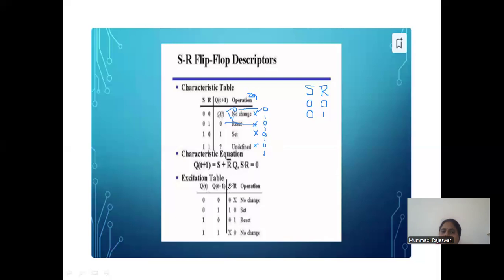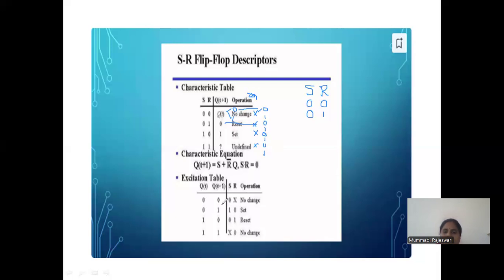When 0, 0, we are getting the mandatory input of S as 0 and the mandatory input of R as X. This is the first condition. Next, see the next condition of your present state and next state, that is 0, 1.